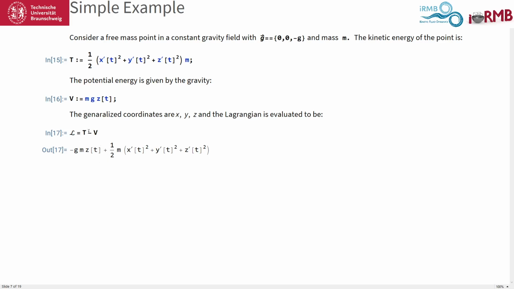And then we have our Lagrangian, that is the kinetic energy minus the potential energy, and I have no idea on Earth why they call them T and V, but whatever.